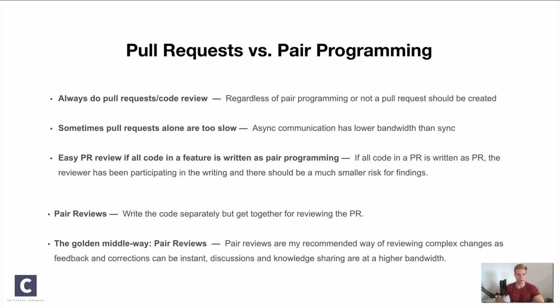And also, if there's something that contains a risky area, you might also want to do it as pair programming, as there's less risk for bugs and such in a risky area or critical area of the application.